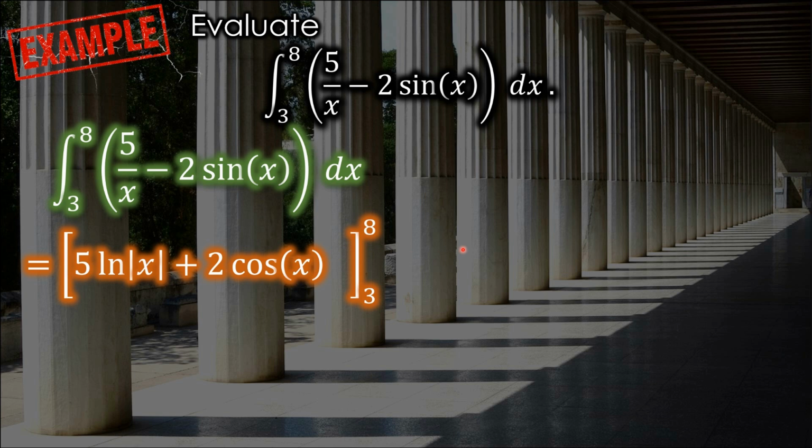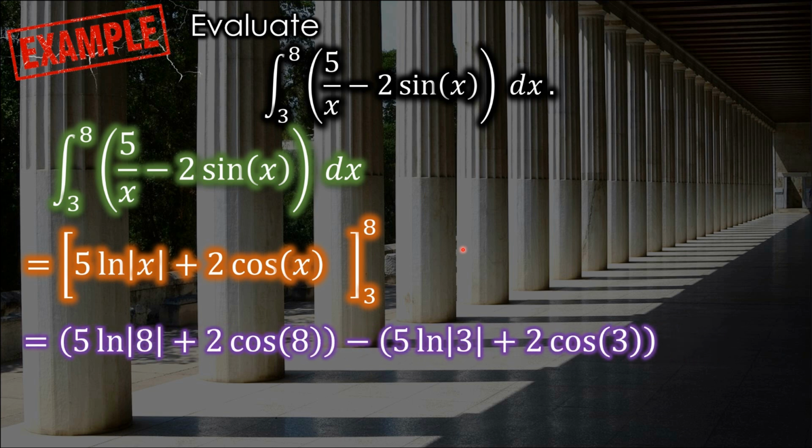And now from here, I plug in 8, I plug in 3. All of those are going to be values that I don't exactly know. But I can run them through my calculator for the natural log of 8, the cosine of 8, the natural log of 3, and the cosine of 3. And that gives me about 6.5931311190, as you might expect.